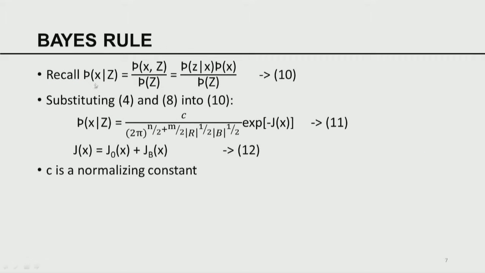Recall the Bayes rule: this is the posterior, that is the prior, that is the conditional distribution, and P of Z is a normalizing constant. I can now substitute. I have an expression for P of X and an expression for the conditional distribution; both are normal. Substituting everything, I get this multiplying constant times exponential of minus g of x, where g of x is simply J naught of x plus JB of x, and c is some normalizing constant. We have looked at this kind of ratio under normal distribution and done several exercises in the chapter on Bayes least squares estimation. I am doing something very similar to what I did in the past.